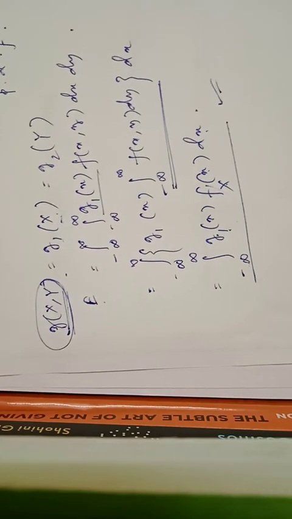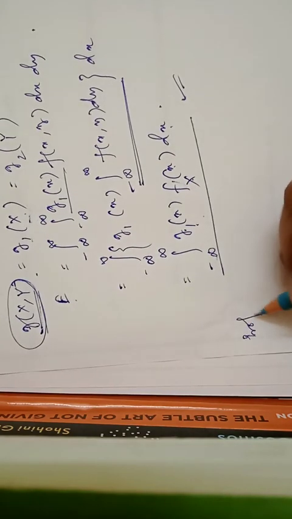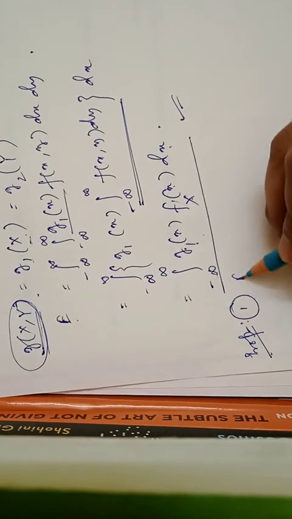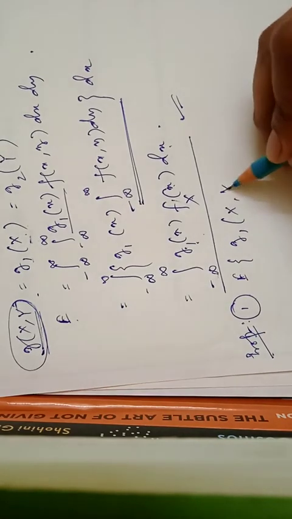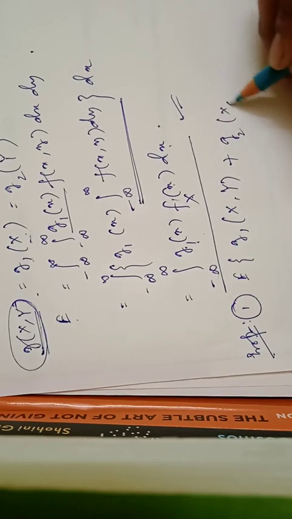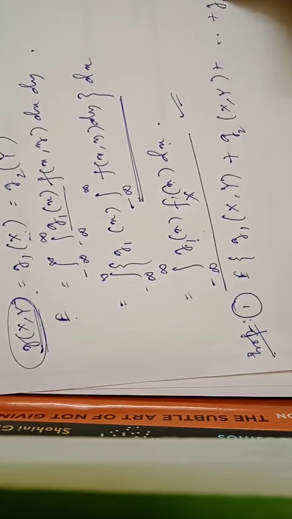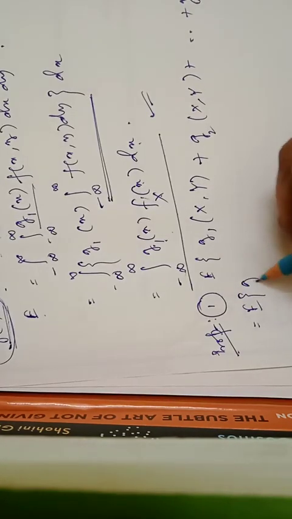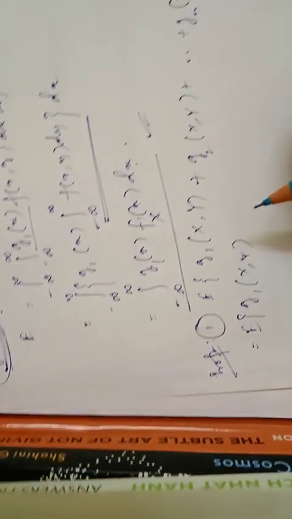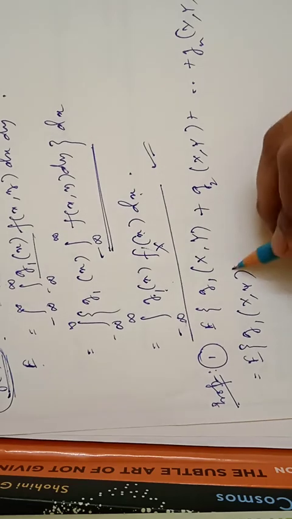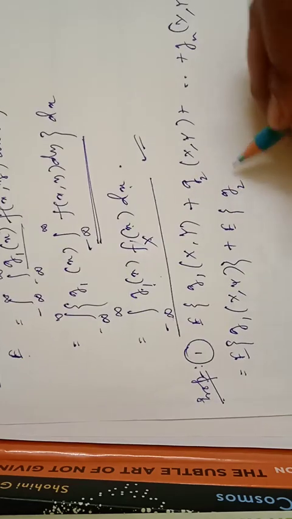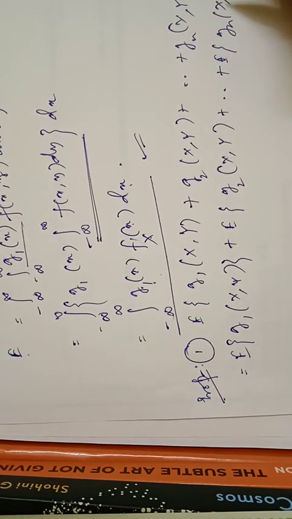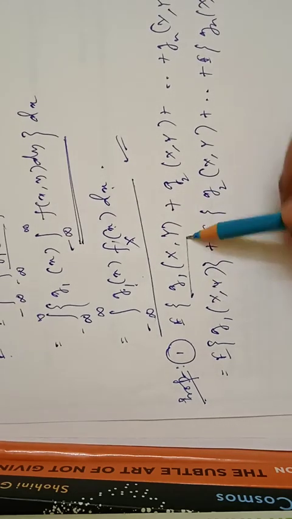Now we have a few properties of that joint distribution. Property number 1: expectation of g1(x,y) plus g2(x,y) plus dot dot up to gn(x,y) is equal to expectation of g1(x,y) plus expectation of g2(x,y) plus dot dot expectation of gn(x,y). That means we can divide their expectations.